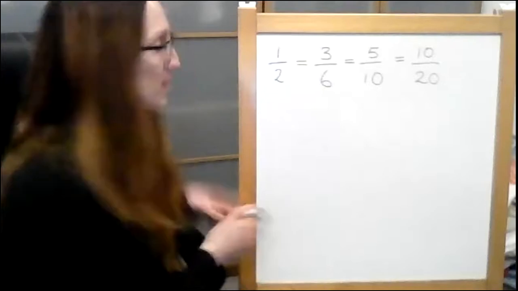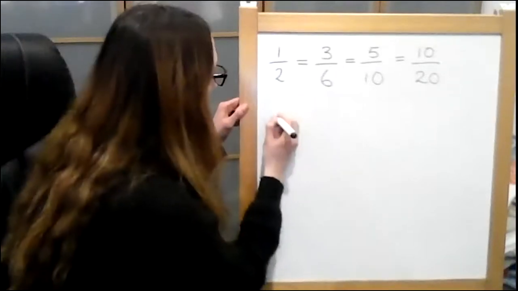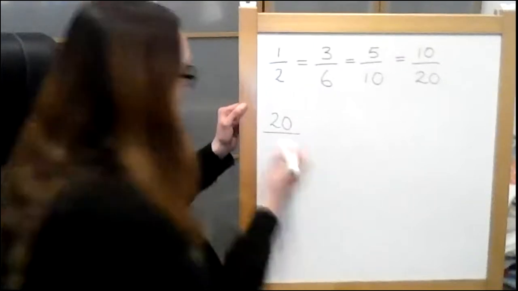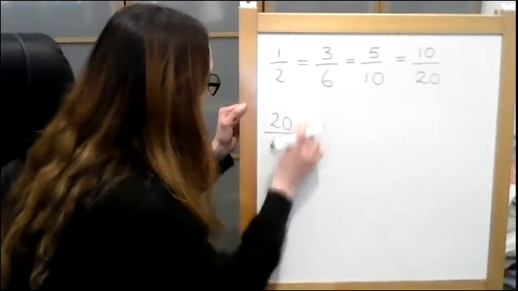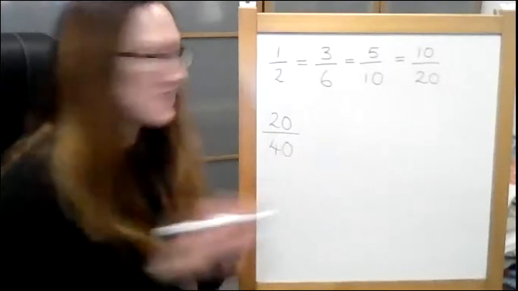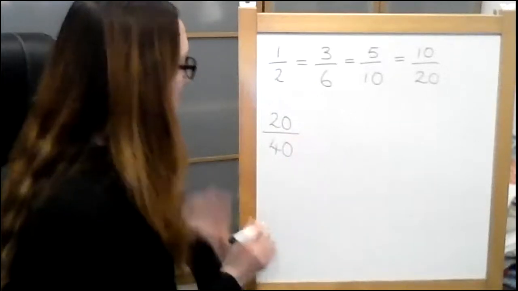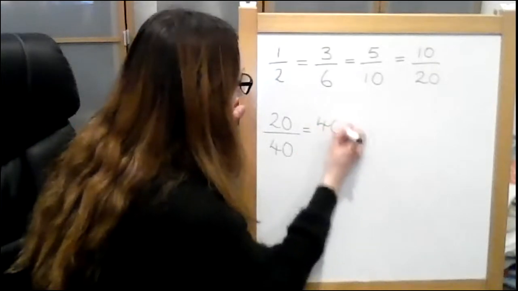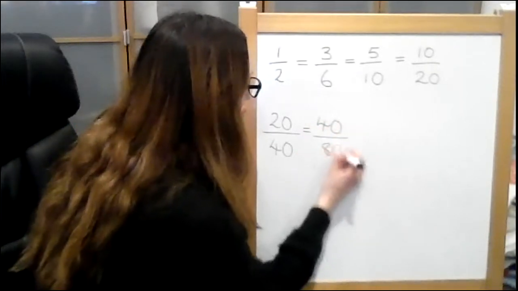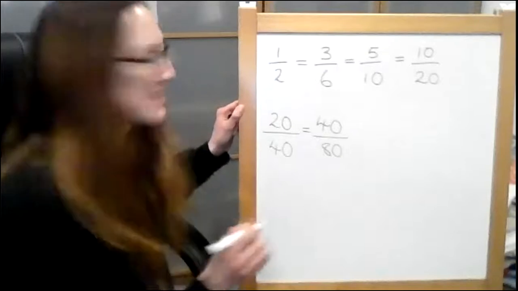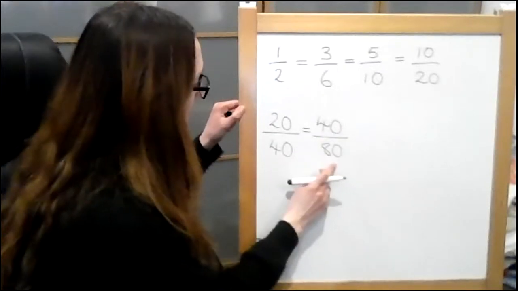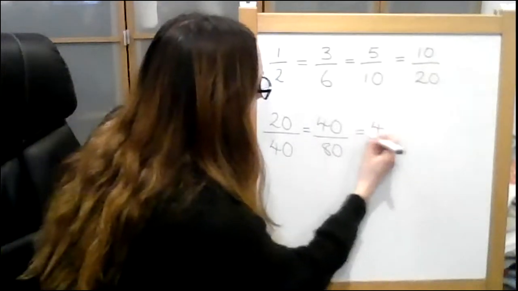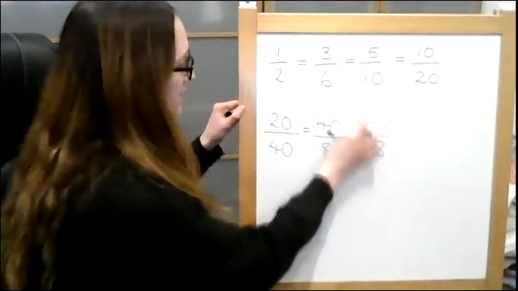So for example, if I take 20 here, well, I know that 20 is half of 40. So 20/40 is also equivalent to a half, because 20 is half of 40. And if I know that, then I know that 40/80 is equivalent. I would also know as well then that 40/80 is equal to 4/8. 4 is half of 8.